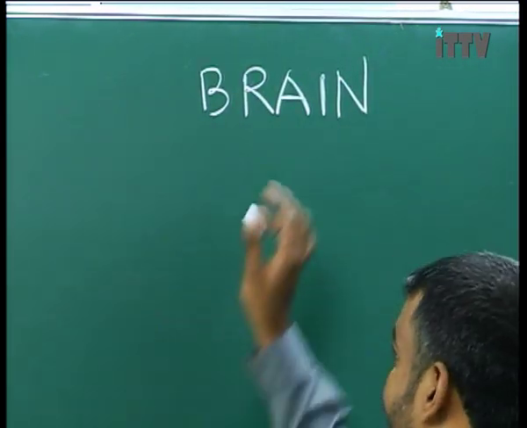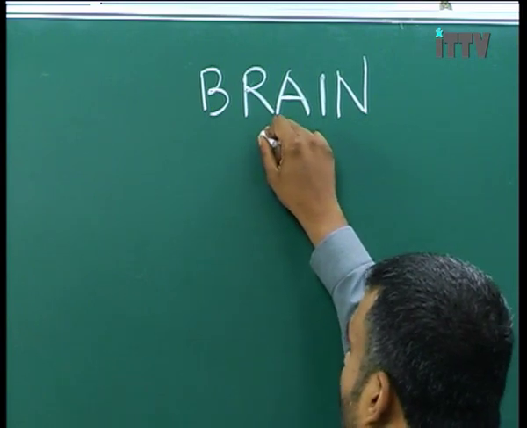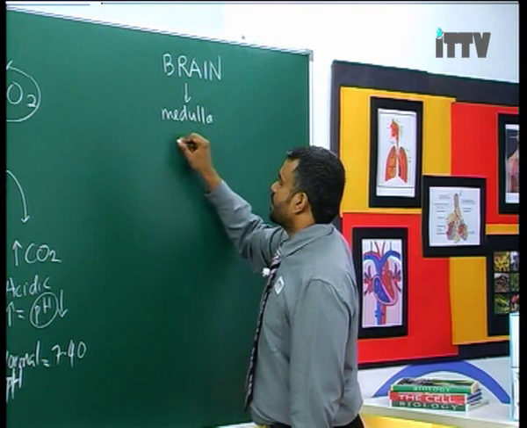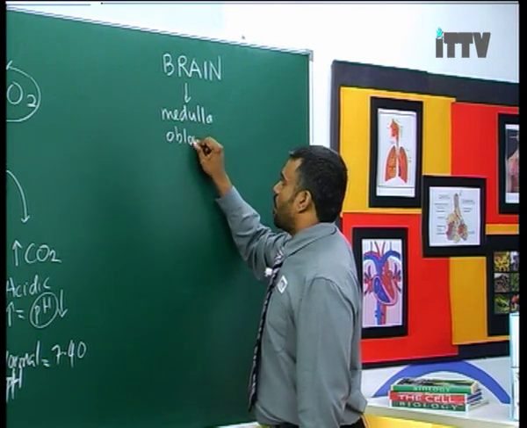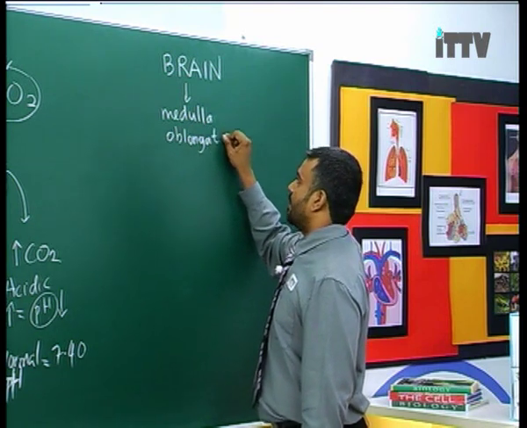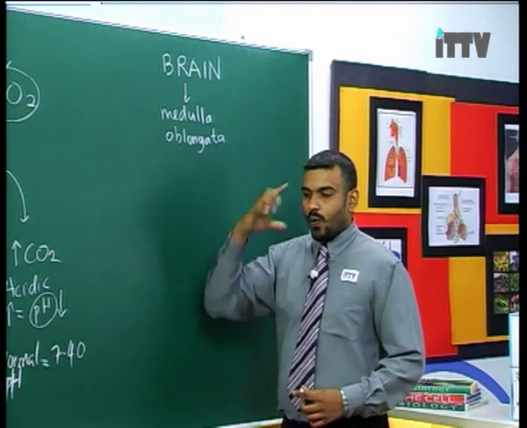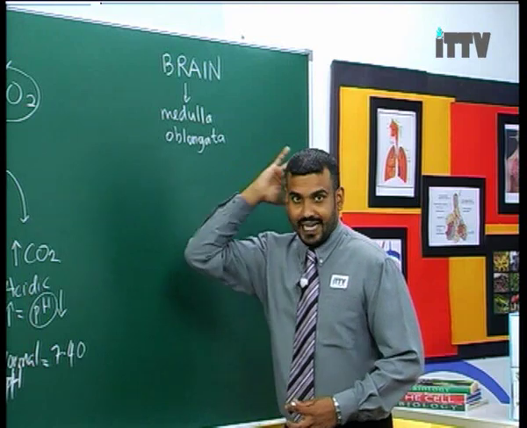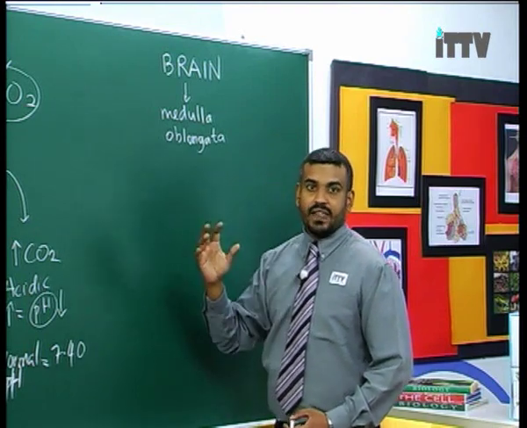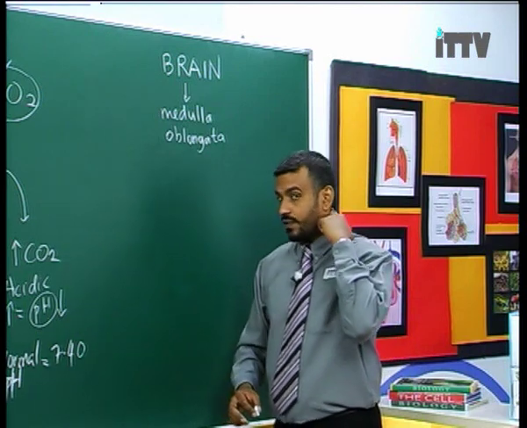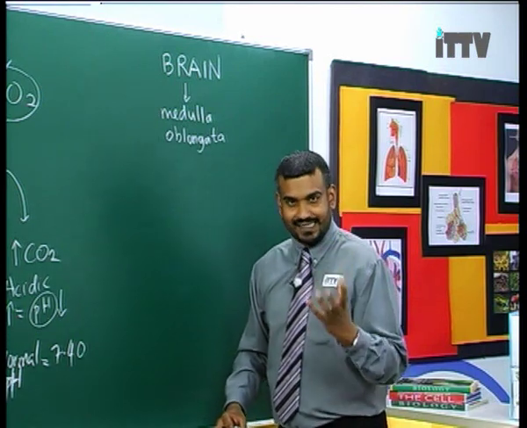Okay, now in the brain, there is a part called the medulla oblongata. Okay, the medulla oblongata, students, is a part of the brain. Now see, the brain has got basically 3 parts. One is the cerebrum in the front, then we have the cerebellum at the back, and then we have the medulla oblongata, which is a small structure somewhere at the base of the brain. Okay, we also know it as the brain stem.